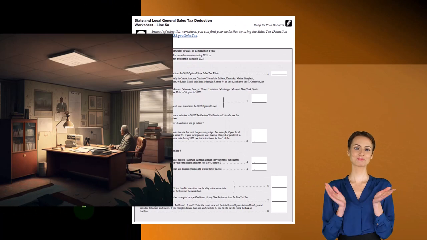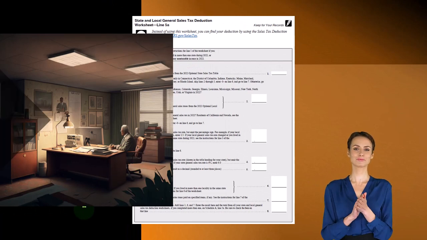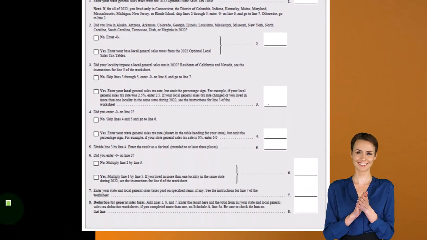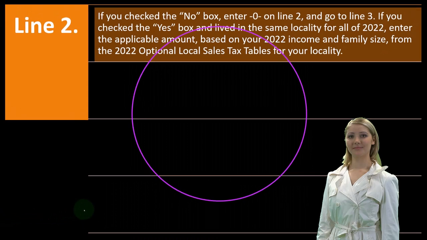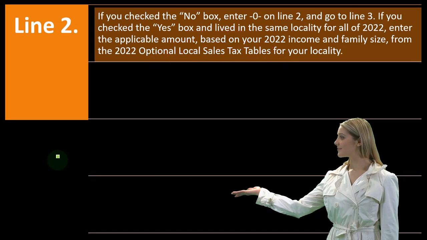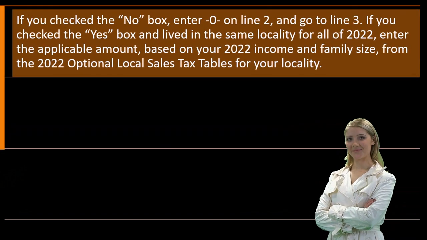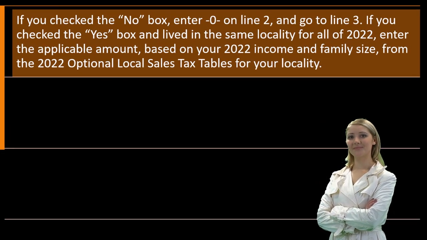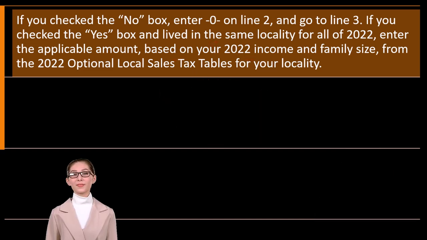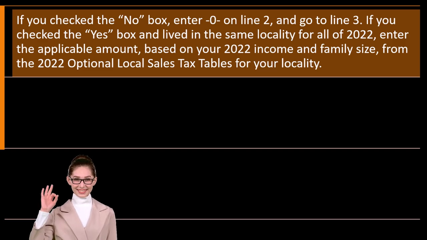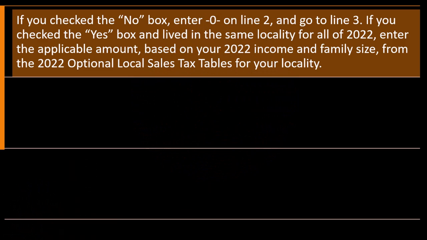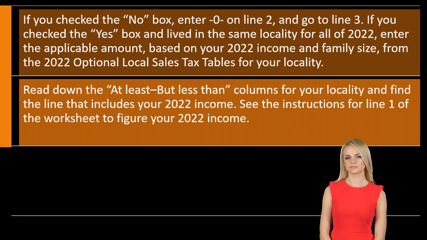And then here's the actual state and local general sales tax deduction worksheet. I'm not going to go through it line by line. You could check it out. Software, again, in practice, helps us deal with some of these issues. Line two, if you checked no box, enter zero on line two and go to line three. If you checked the yes box and lived in the same locality for all of 2022, enter the applicable amount based on your 2022 income and family size from the 2022 optional local sales tax table for your locality.